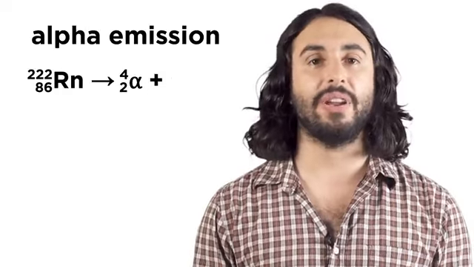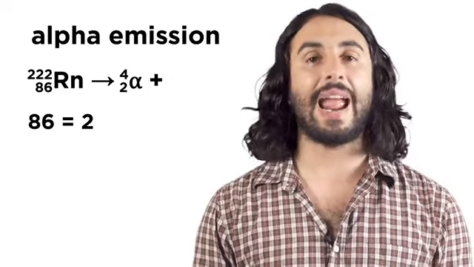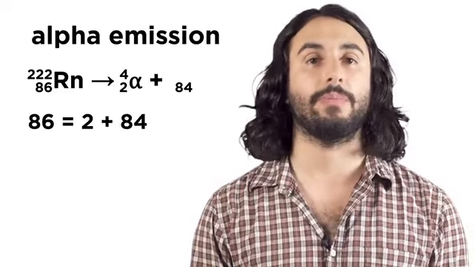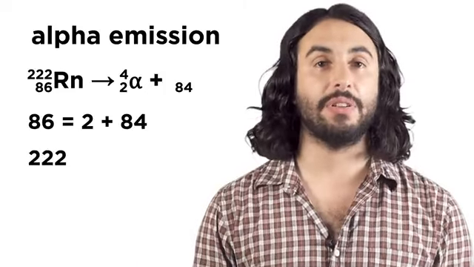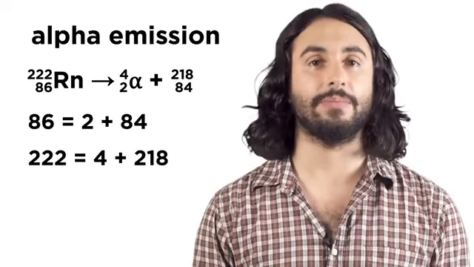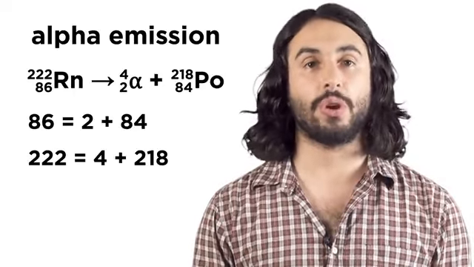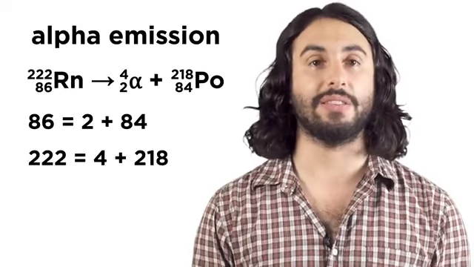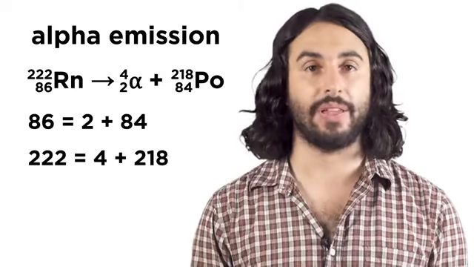If the atomic number is 86 on the left and there's a 2 on the right, we need 84 for it to work out. Again, with mass, 222 on the left, 4 on the right, we need the other particle to be 218. Any atom with 84 protons is polonium, so the resulting nuclide symbol must be this. Again, the numbers on each side of the arrow add up to the same thing.